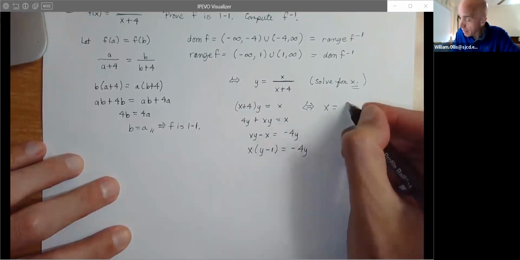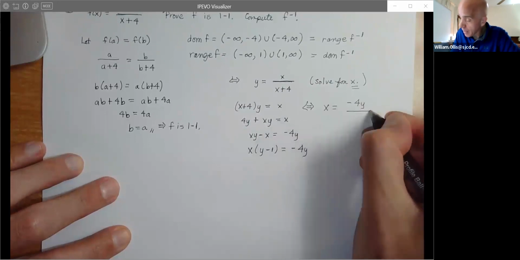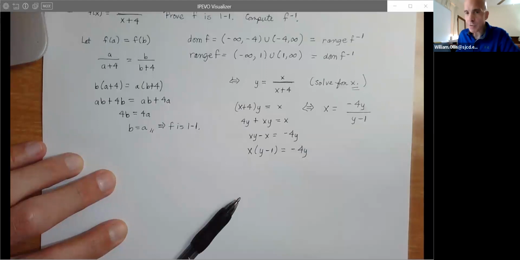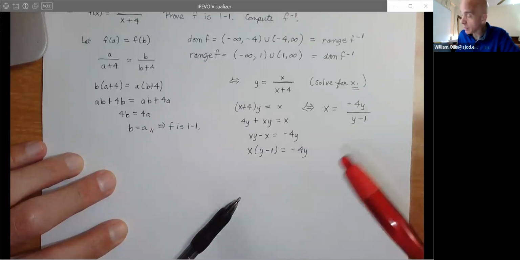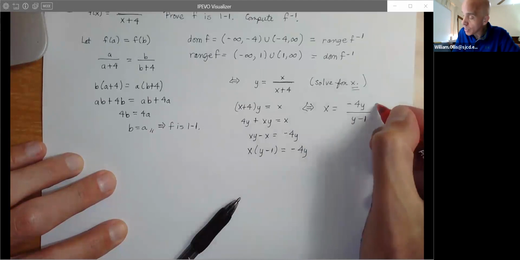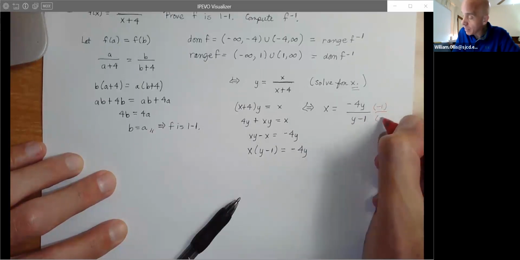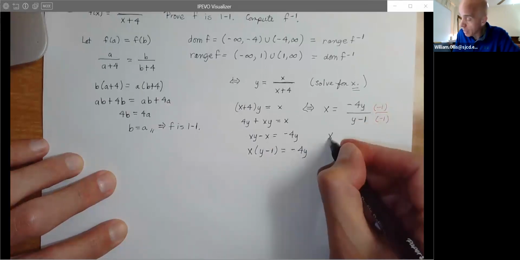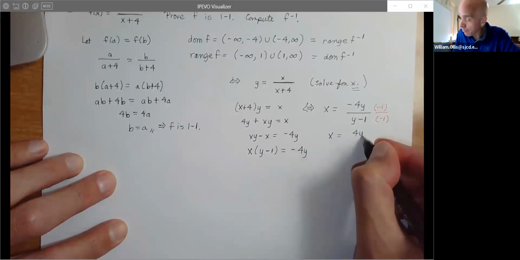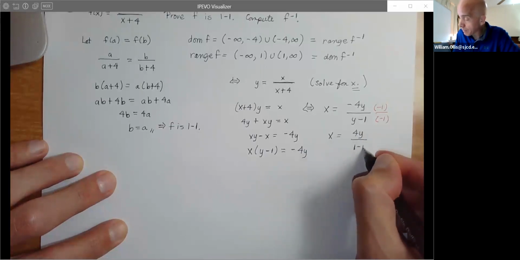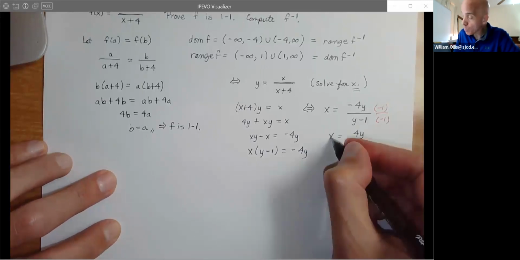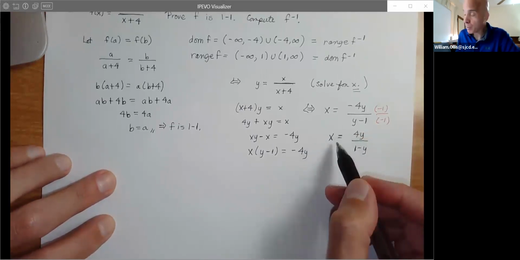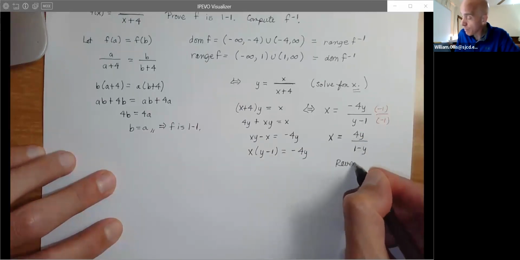x equals -4y divided by y minus 1. Now, if you don't like all of those negatives hanging out, you don't have to live with them. So what we can do is multiply and divide by a convenient 1. That is, multiply and divide by -1 to flip everything around. So x would be 4y over 1 minus y. So that's the reverse path. Now you input a y and you output an x. So this is the reverse path.